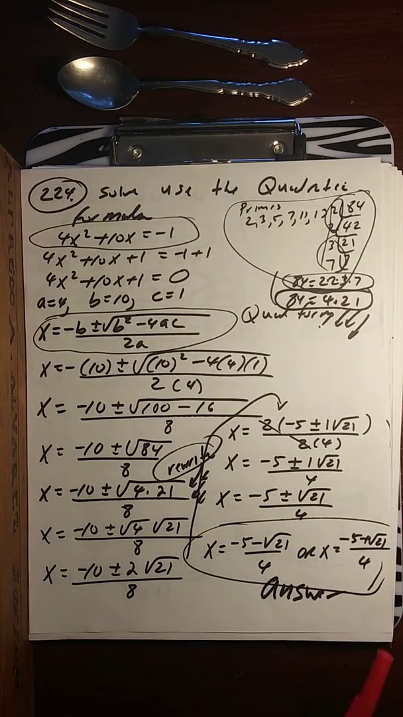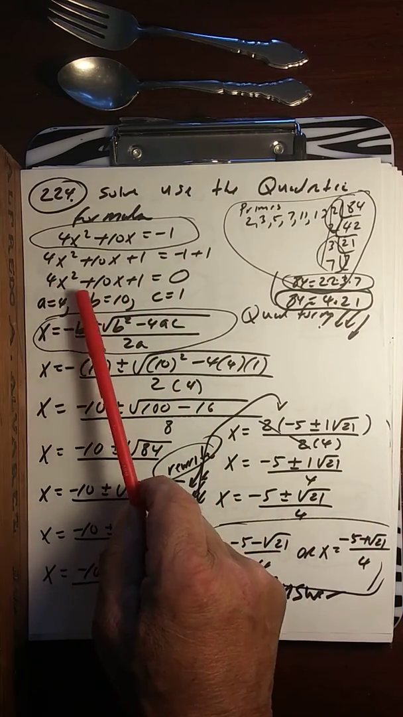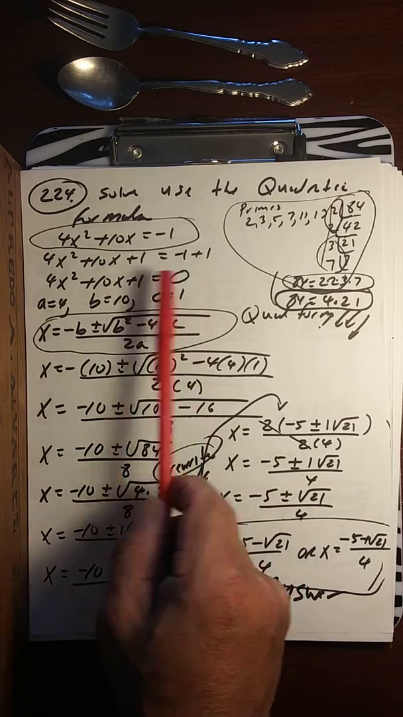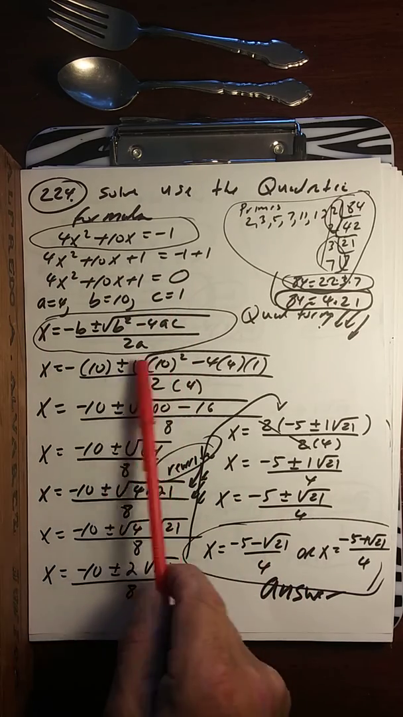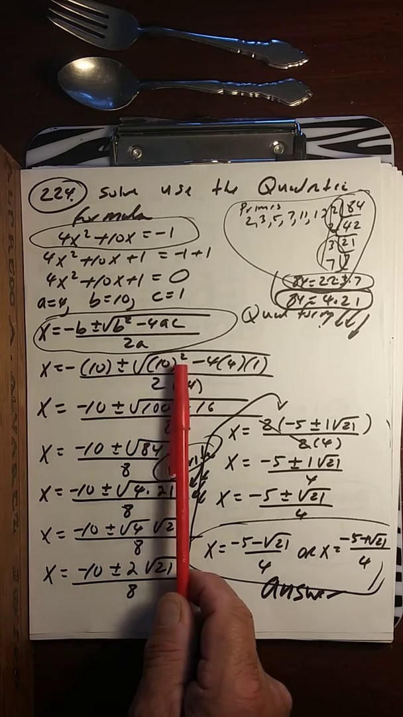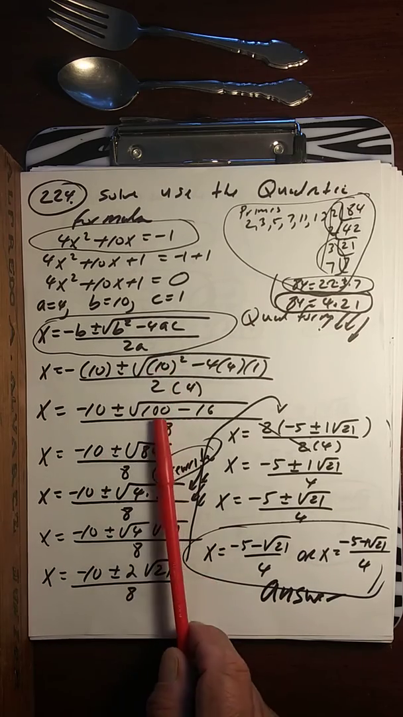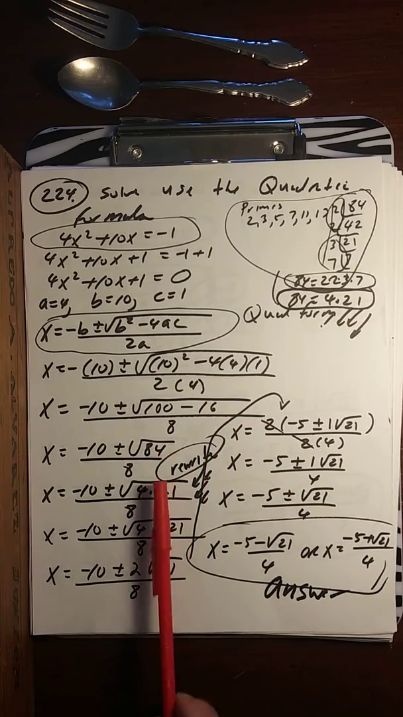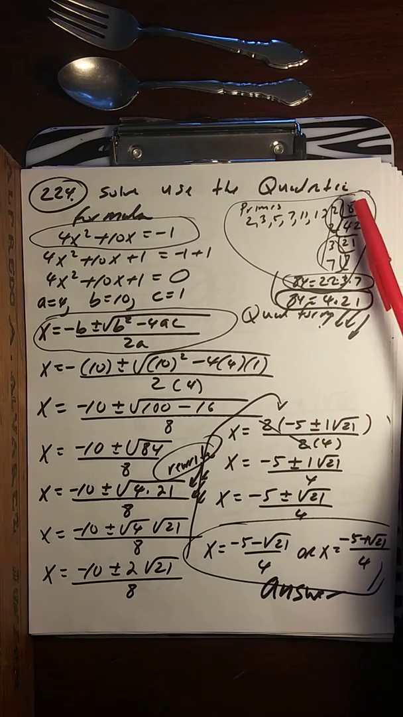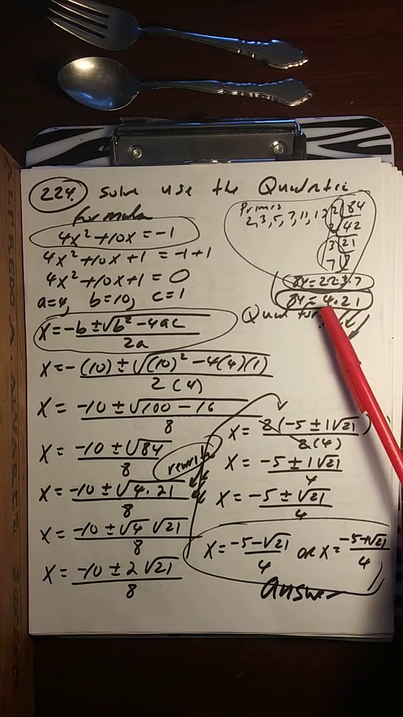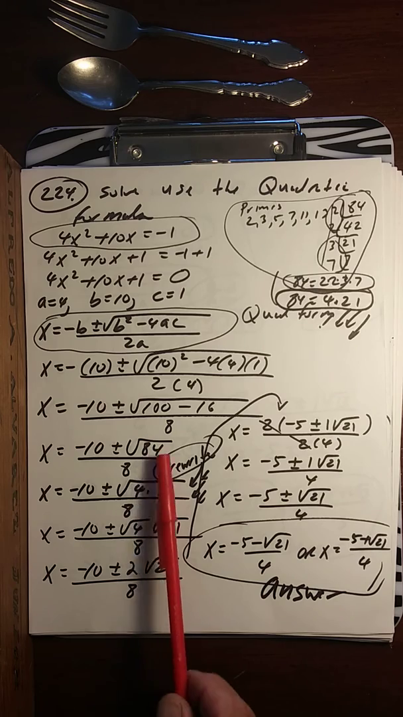Use the quadratic formula again. Rewrite it first. Let's get 4x squared plus 10x plus 1 equals 0. Now there's A, B, C. Put the numbers in the formula. So you have negative 10. 10 times 10 is 100 minus 16. So that's 84. Again, we got to break it down. Prime numbers, 2, 2, 3, 7. Or 4 times 21. We can do this from there.